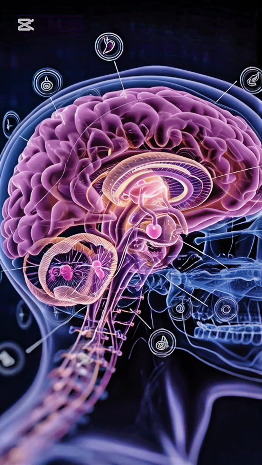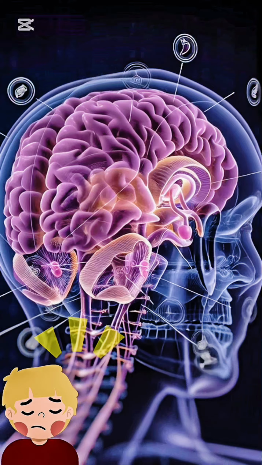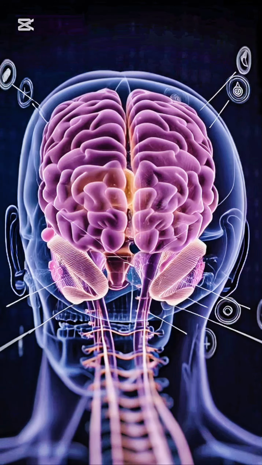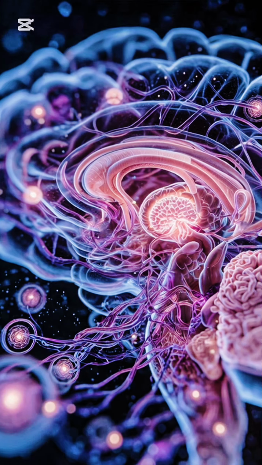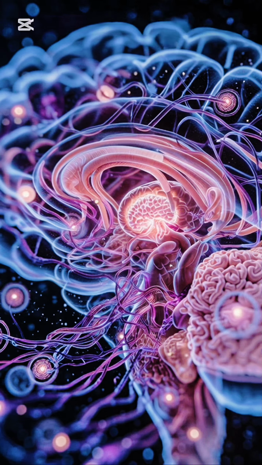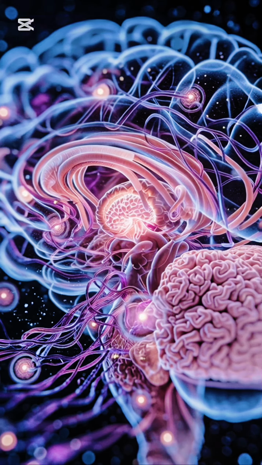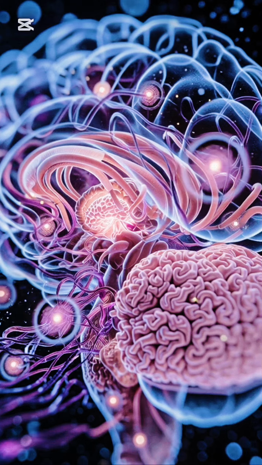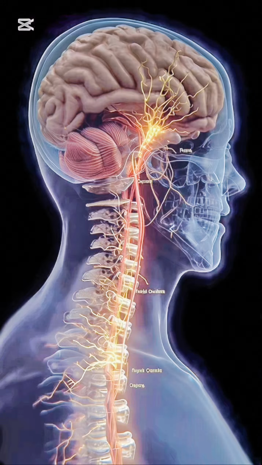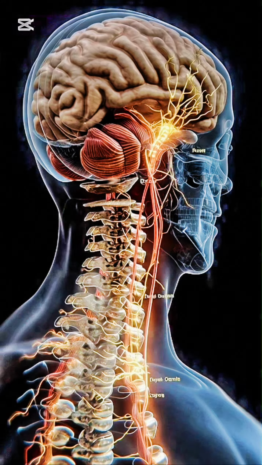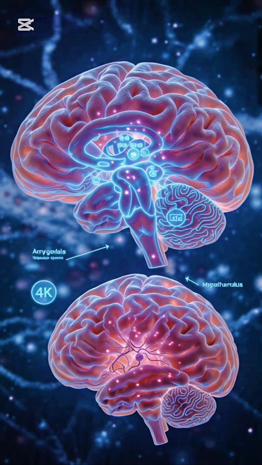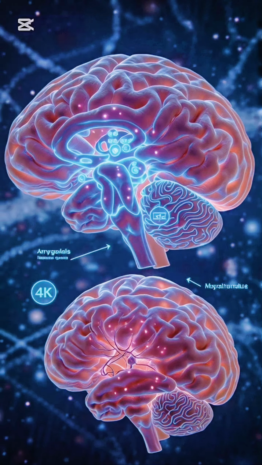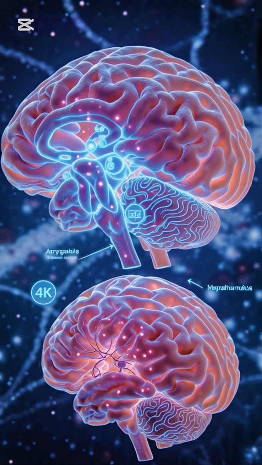5. The limbic system, the emotional brain. Deep inside the cerebrum lies the limbic system, which manages emotions, motivation, and memory. Main parts: amygdala processes fear, anger, and emotional responses. Hippocampus stores memories and helps learning. Hypothalamus controls hunger, thirst, sleep, body temperature, hormones. Example: when you feel scared or happy, your limbic system is at work.